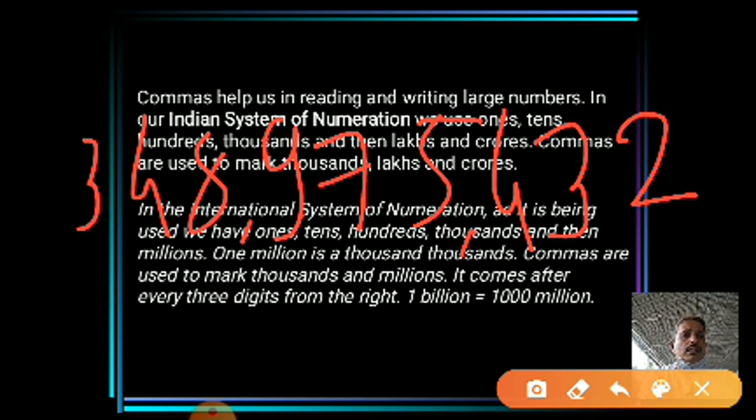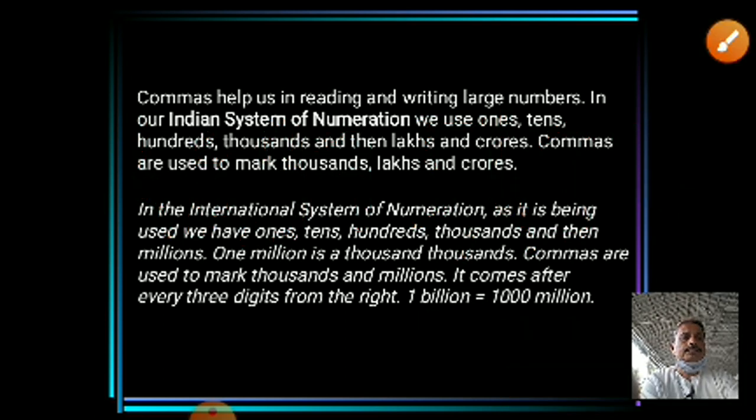How to read out this number? In the international way, they use ones, tens, hundreds, thousands and then millions, then billions. It is a little different: 1 million, 1 billion, that is how they use it. 1 million is equal to 10 lakh and 1 billion is equal to 100 crore. So be careful beta, don't be afraid about this one, this is for your information. Good.